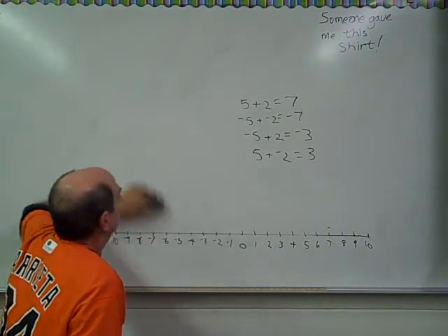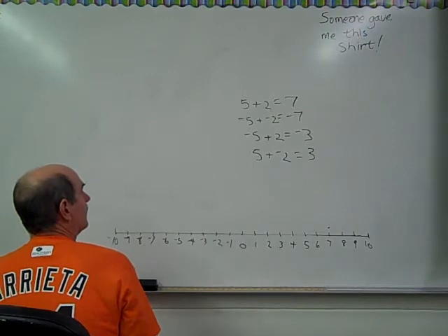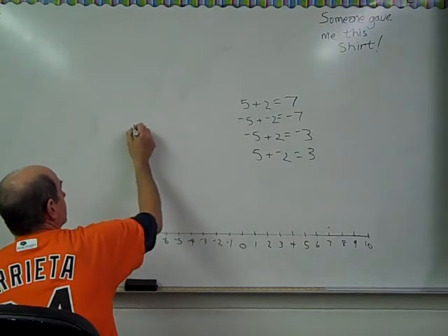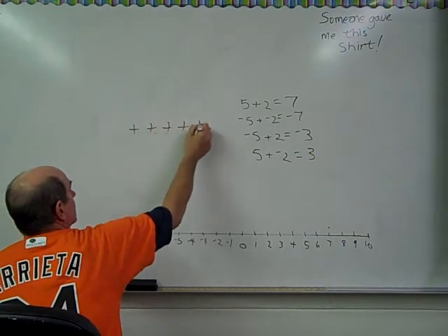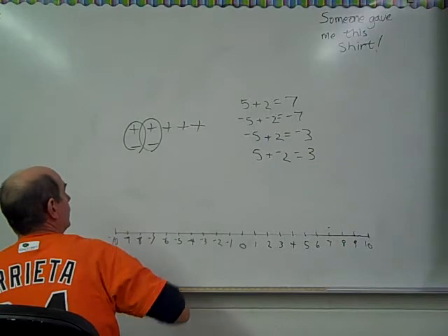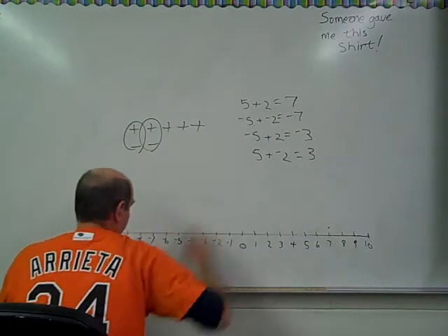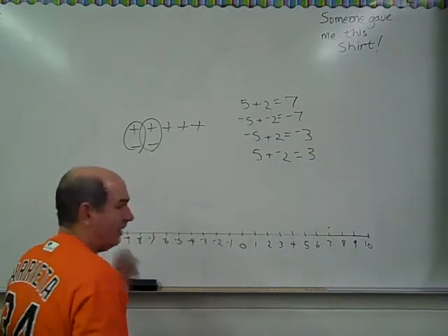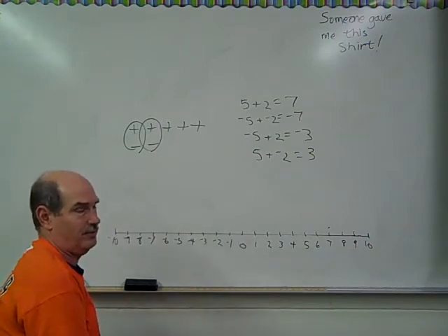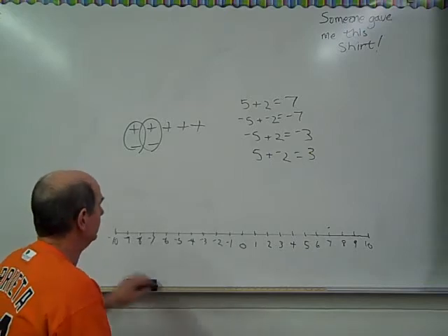If I do positive 5 plus negative 2, those are zeros, and the answer is positive 3. 1, 2, 3. Obviously, again, limited because you don't want to be drawing thousands of positive signs and hundreds of negative signs and counting the difference.